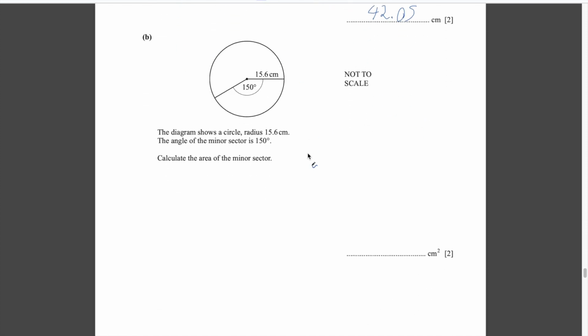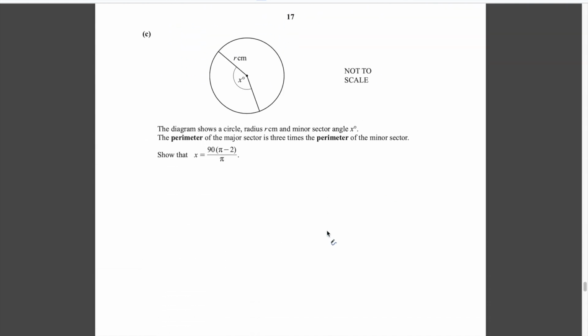Next question says the diagram shows a circle of radius 15.6 centimeters. The angle of the minor sector is 150 degrees. Calculate the area of the minor sector. So the area will be equal to 150 over 360 times the total area, because 150 out of 360 is the corresponding fraction. Area of circle is pi r squared, which is pi times 15.6 squared, which is equal to 319 square centimeters.